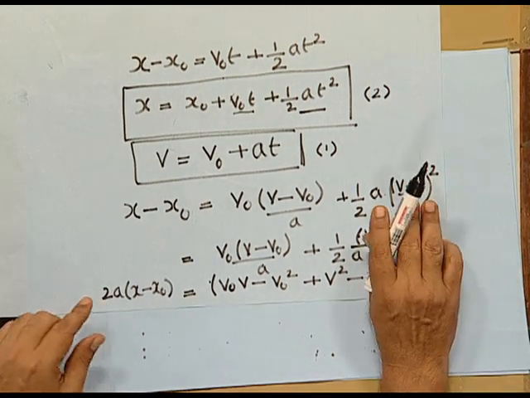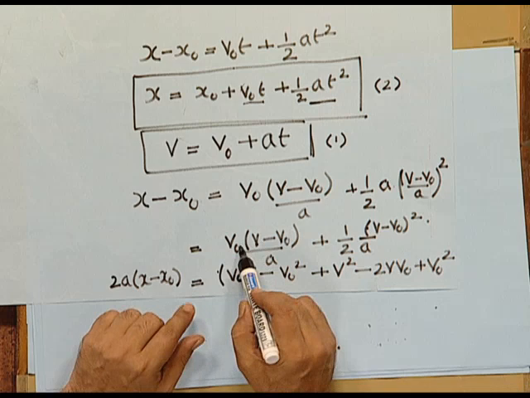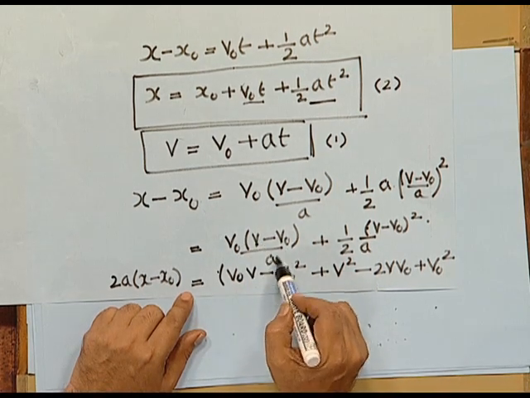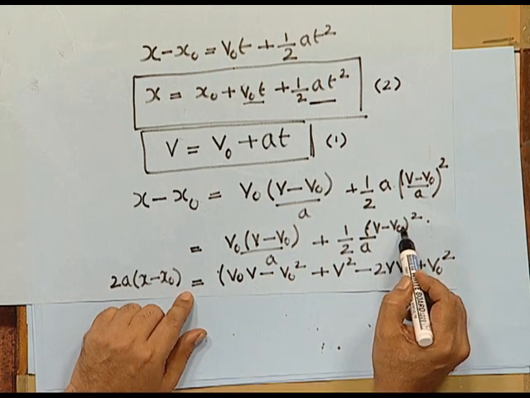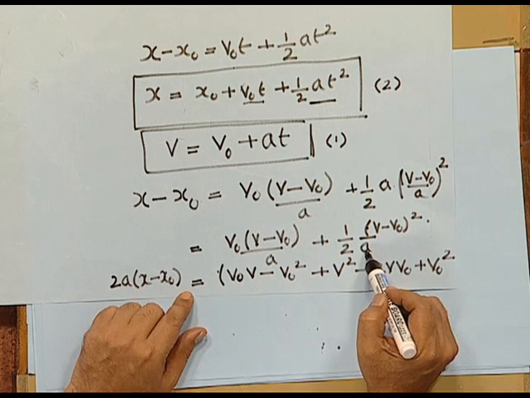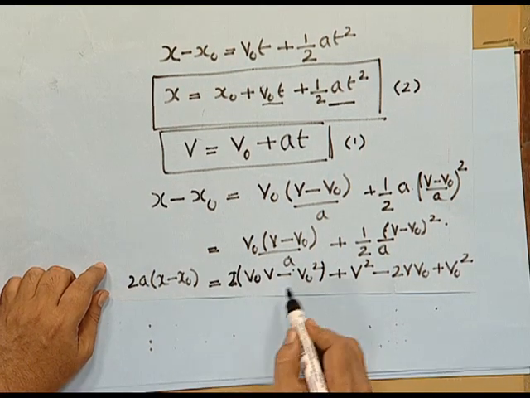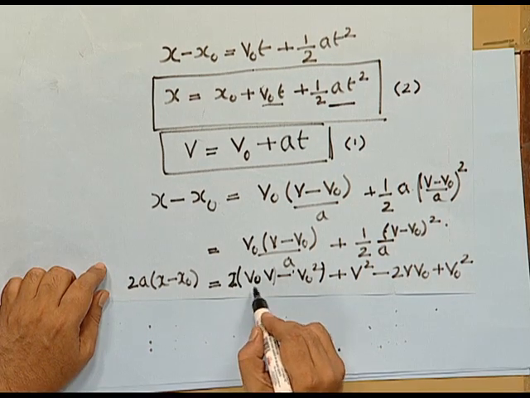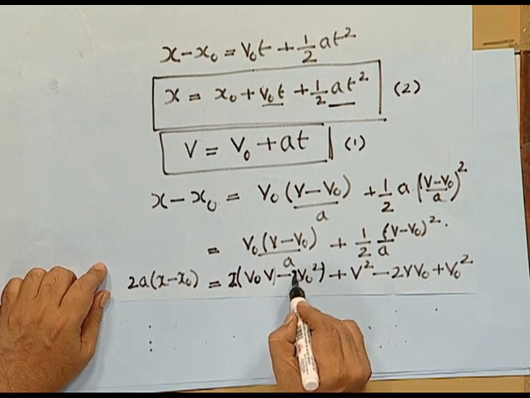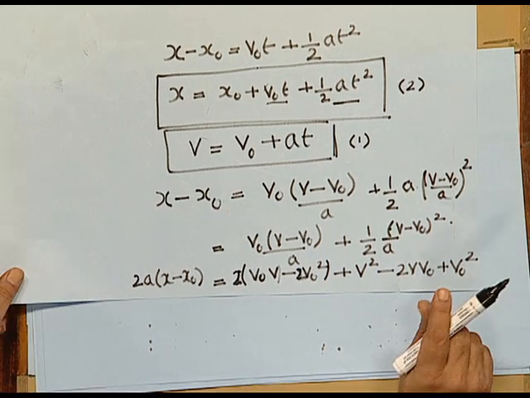whole squared. Now, when simplifying this, we have x minus x naught on the left hand side equal to v naught into (v minus v naught) by a plus half into (v minus v naught) whole squared, and in the denominator we have a. Multiplying this equation by 2a all through, I get on the left hand side 2a into (x minus x naught) equal to 2 v naught v minus 2 v naught squared plus v squared minus 2 v v naught plus v naught squared.